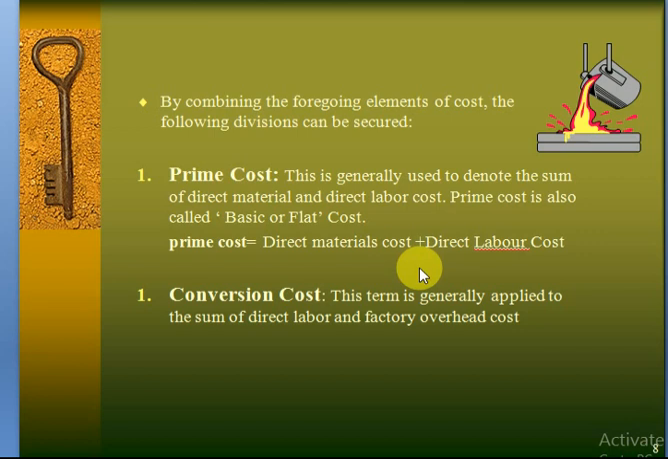So we will start our next topic, that is prime cost and conversion cost. Prime cost is also called the initial cost which takes place in the manufacturing of a product.